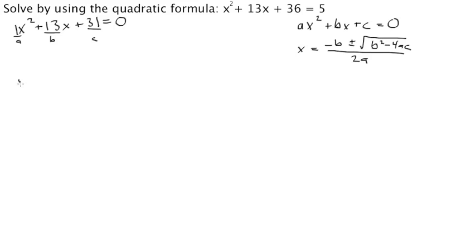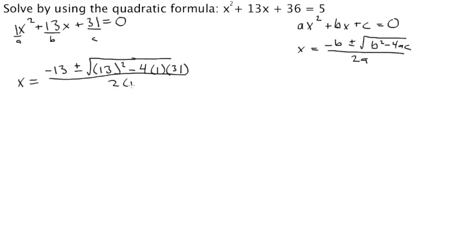So in this situation, our solutions are going to be x equals negative b, so negative 13, plus or minus the square root of b squared, so 13 squared, minus 4 times a times c. So 4, our a is 1, our c is 31. All over 2 times a. In this case, it's just 1. So let's go ahead and simplify this the best we can.